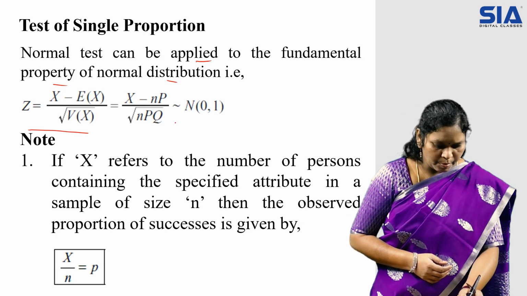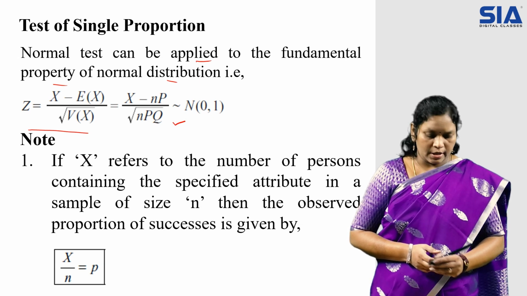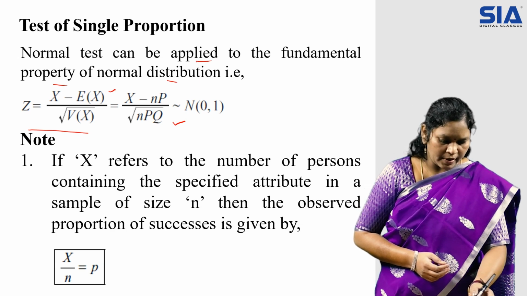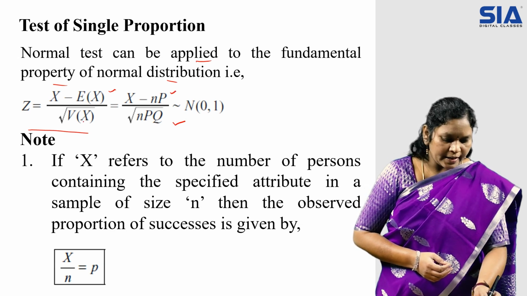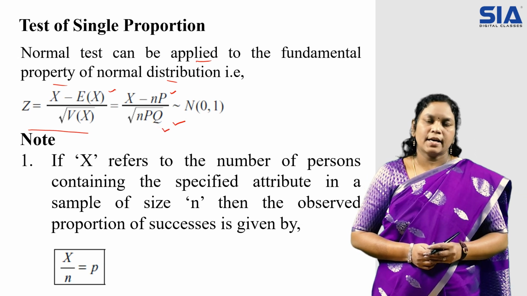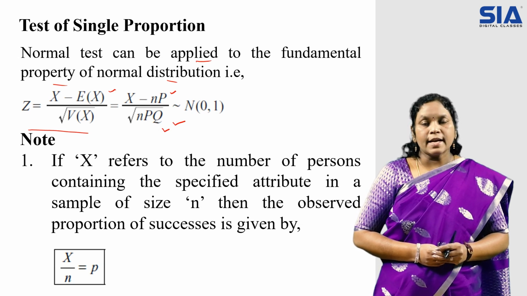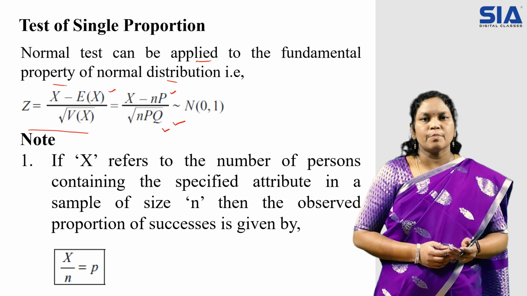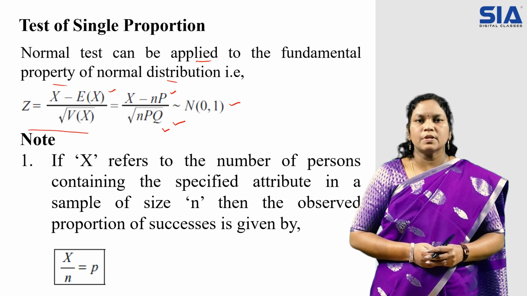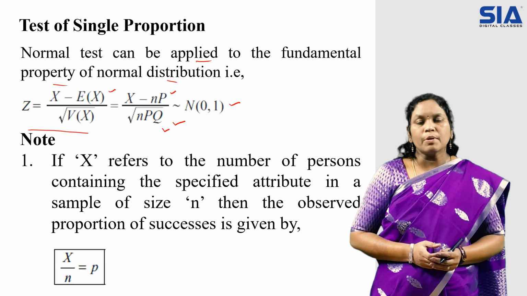So x minus np by root over npq becomes our single proportion formula, because E of x for normal distribution we are considering here. So in binomial we'll get np, right? So np here, and in variance we have npq, so that we have substituted here. So we got the formula for a single proportion. This becomes a formula for proportions, and we have taken it from normal distribution, so standard normal. So we'll write it comes from normal distribution with 0 comma 1. So that is your test for single proportion formula.